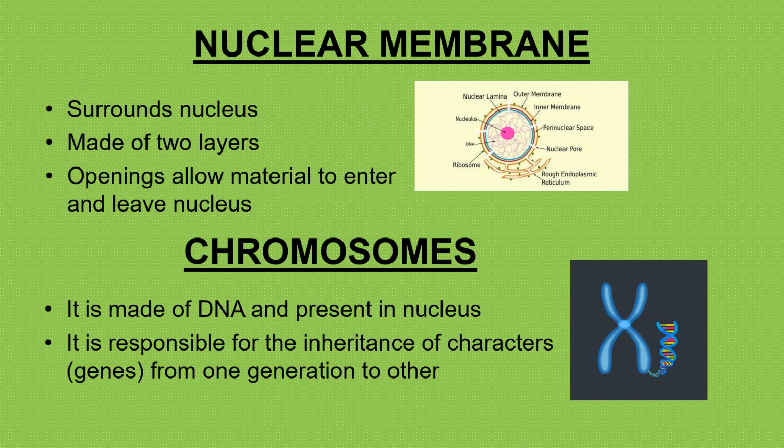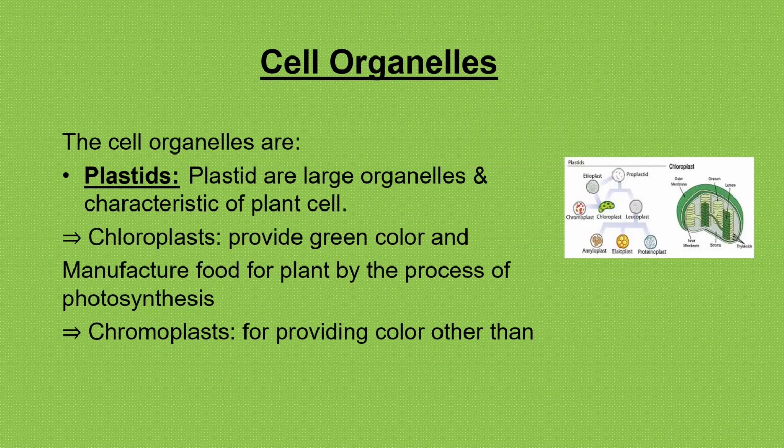The nuclear membrane. The nuclear membrane surrounds the nucleus and is made of two layers. Openings allow material to enter and leave the nucleus. Chromosomes, which you can see, the DNA present in the nucleus is held responsible for the inheritance of the characteristics. During division, the DNA coils to form a chromosome structure.